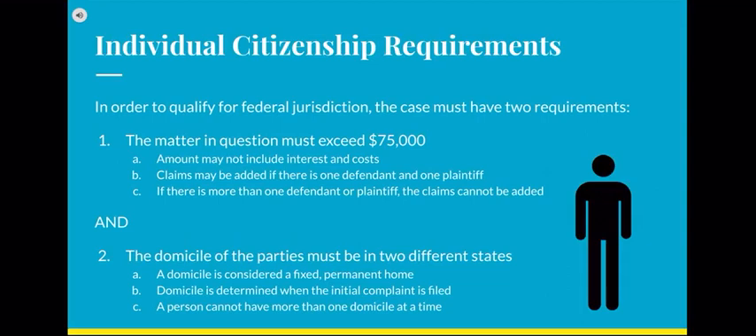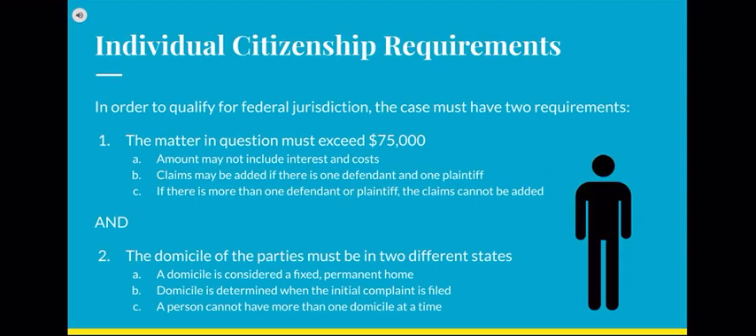Claims may be added if there's one defendant and one plaintiff. And if there's more than one defendant or plaintiff, the claims cannot be added. So the amount in controversy must exceed $75,000. The second part is that the domicile of the parties must be in two different states.